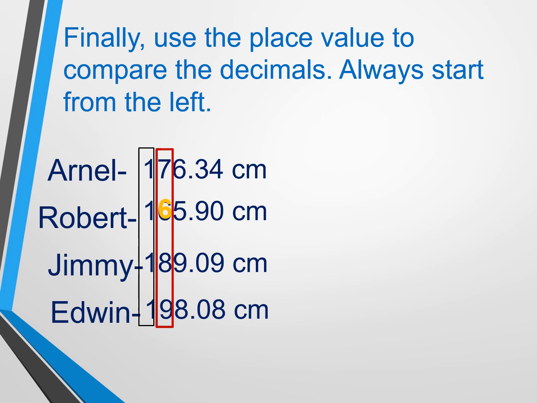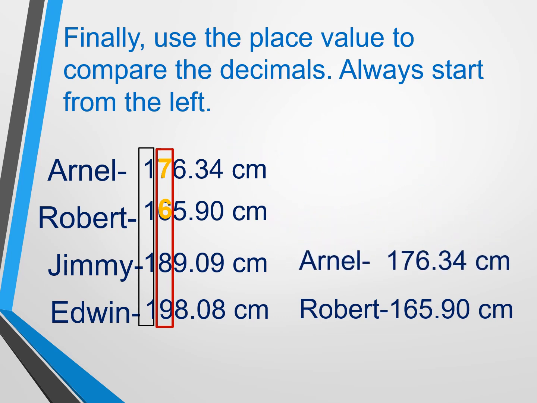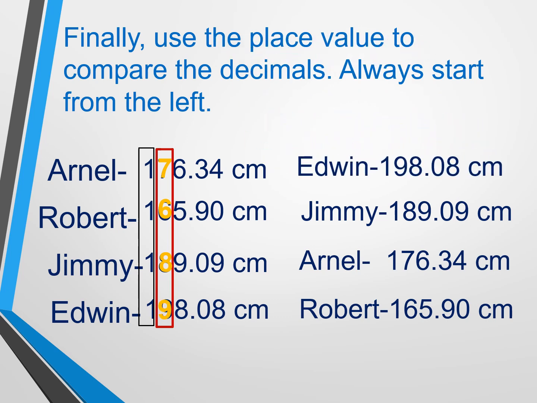As we can see, 6 is the smallest. Therefore, Robert is the smallest among them. Then, followed by 7, because 7 is higher than 6. Therefore, Arnell is taller than Robert. And the next higher number, which is 8. Therefore, Jimmy is taller than Arnell and Robert. And finally, the highest number, which is 9. So therefore, Edwin is the tallest among them.